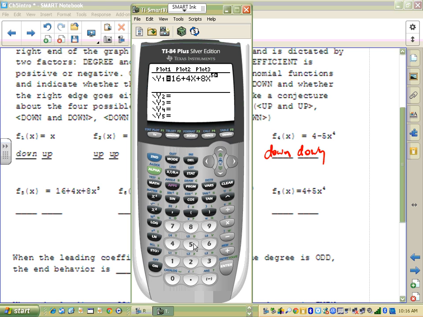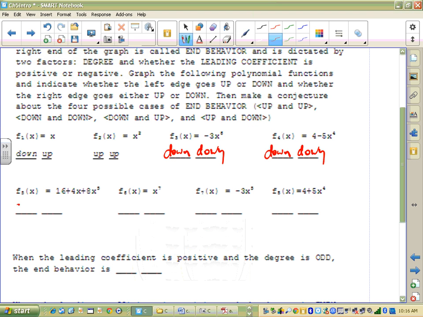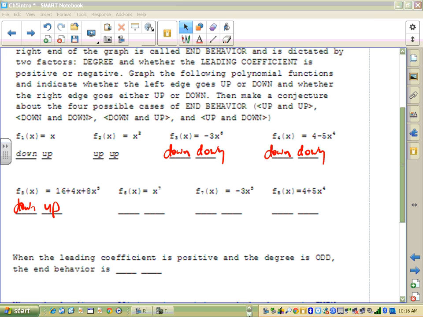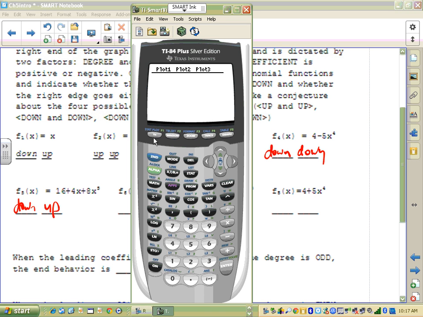So one thing I want you to realize here, the first term is really the only term that matters. This goes down on the left, and we can't really see what's going up on the right, but we're assuming it's going up, so it's going to be down and up. What would happen if I got rid of this 16 and made it 4x plus 8x to the 5th? Still going down on the left and up on the right.